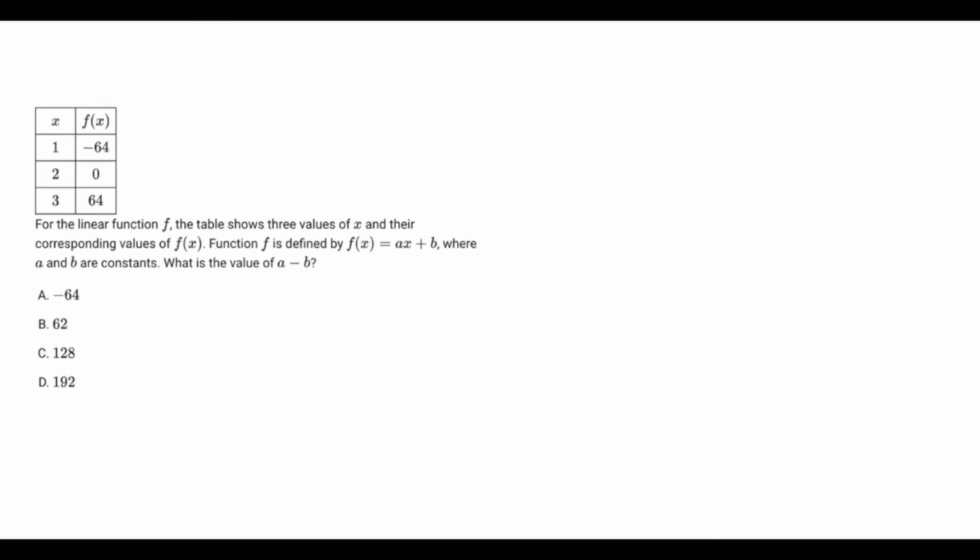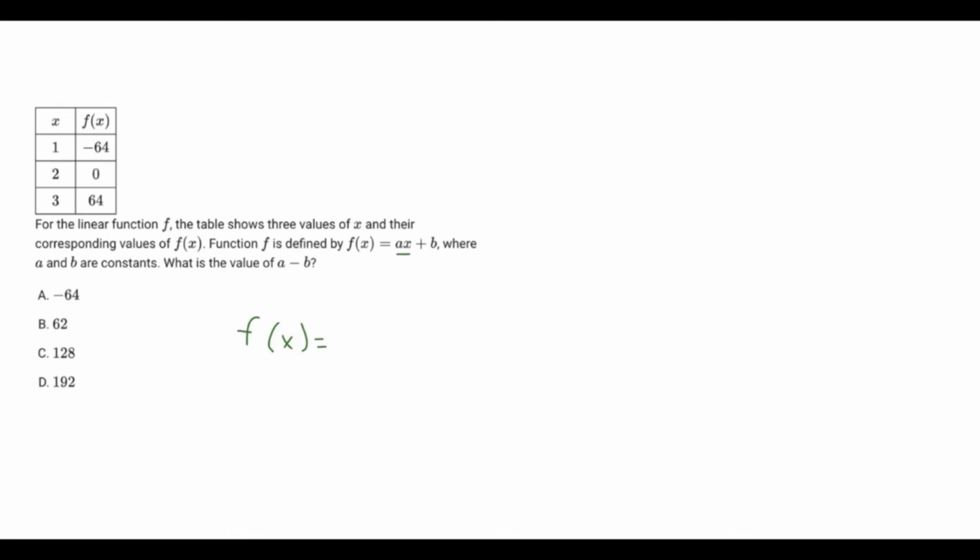It says for the linear function f, the table shows 3 values of x and their corresponding values of f of x. Function f is defined by f of x equals ax plus b, where a and b are constants. What is the value of a minus b? All right, so they give us 3 values of x. And so what we can do is actually make the function, right? Let's plot it out. So we have f of x, and now we have to find out what the slope is. That's what the a represents because it's right in front of the x.